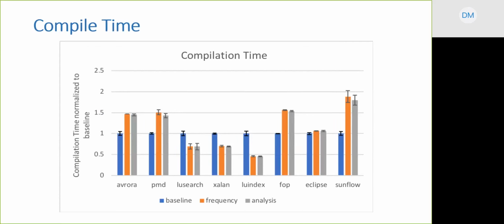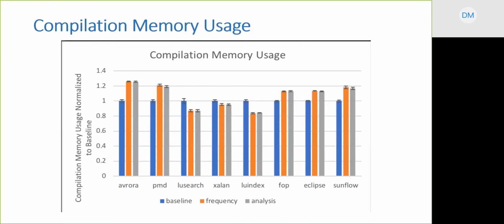Does this run at warm and at higher opt levels? All opt levels, cold and up, everything. We replaced all inliners. There's no other inliner other than this inliner running. Compilation memory usage, again, lower is better, normalized to 1. So Avora used 25-30% more memory, but like LUIndex, it was less memory, right? About 90%, 85% of the memory.